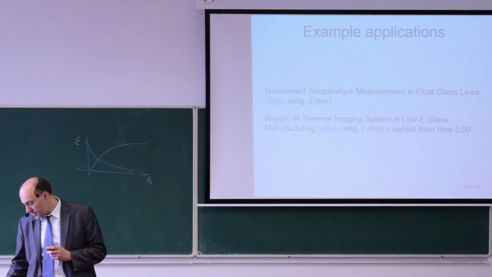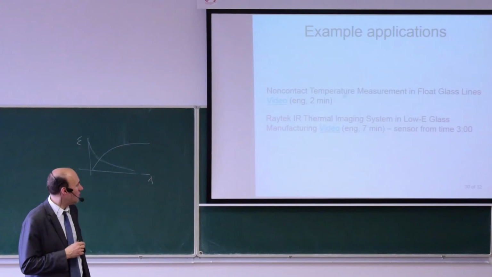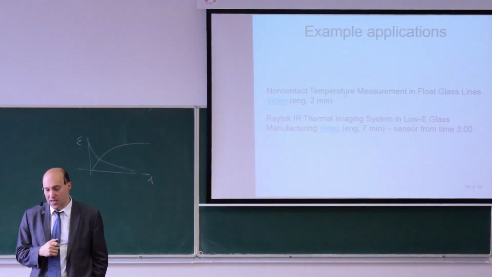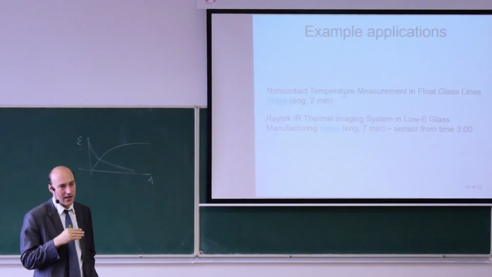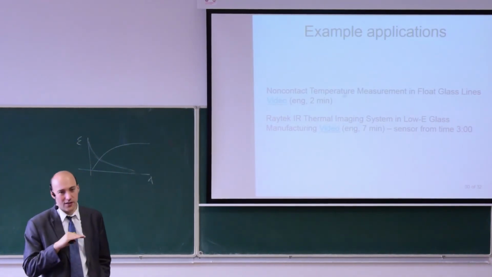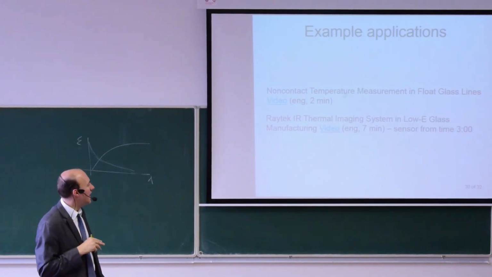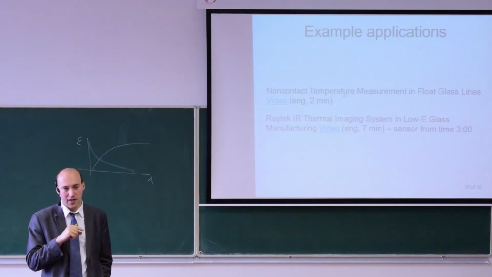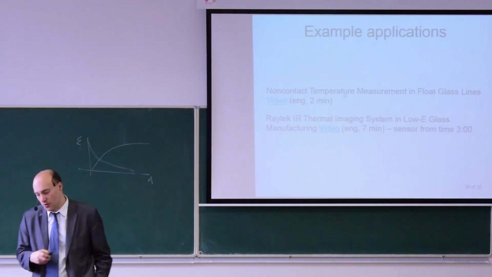At the end, let's watch one video on how to use non-contact measurements in glass production. You will see the entire glass production line. It's called float glass because the glass is floated on a molten tin bath so that it's quite flat. And you will see that there are many non-contact sensors in the application that give control over this process.